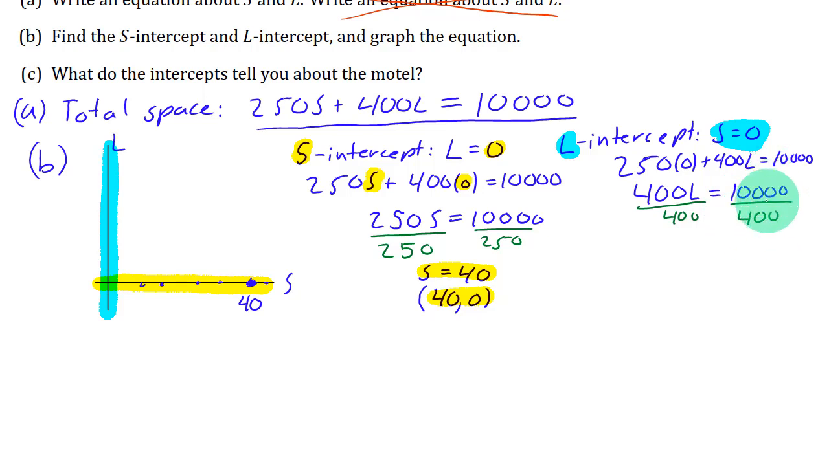And 10,000 divided by 400 is 25. So this is the point where S is 0. The L is now 25. That is what makes that work. So that's going to be a point, I don't know, about here.